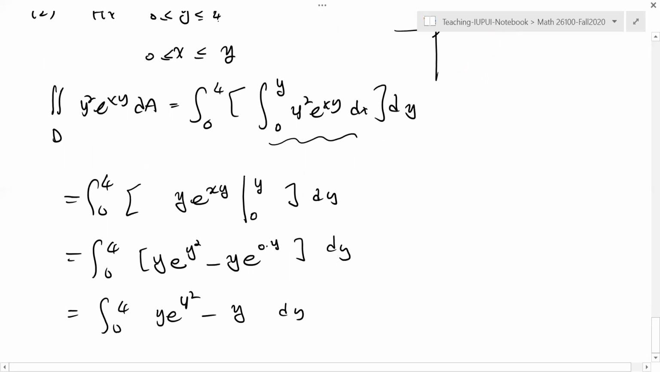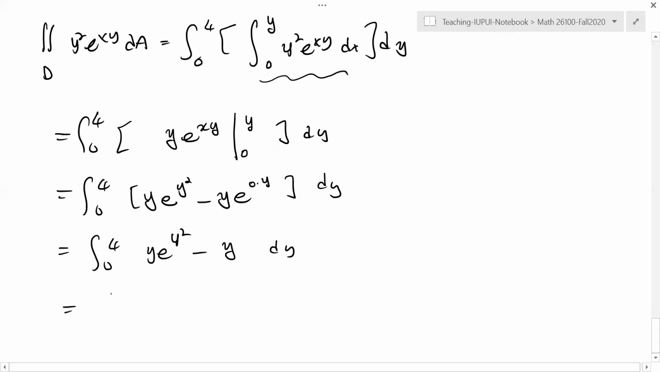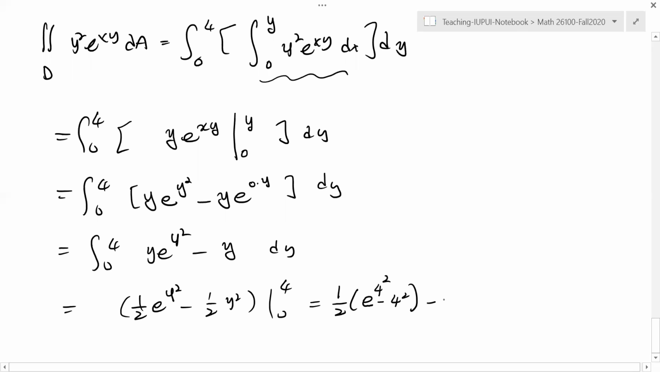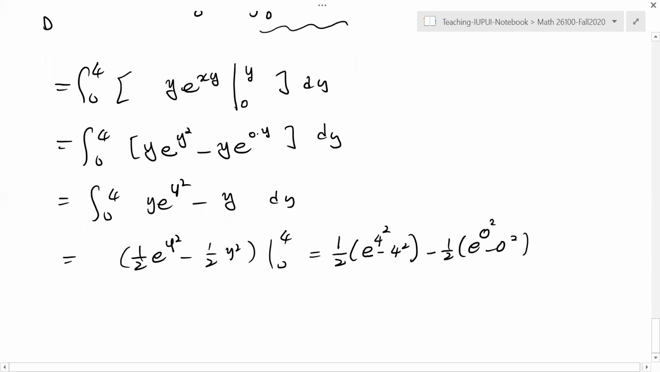Then you find the antiderivative of this function. The antiderivative of this first function is also easy. You can use a substitution. By guessing, you should get this, and when you differentiate, you get the y. And this is half of y squared. And then you evaluate this, okay? So now I'm going to get 1/2 e to the 4 squared minus 1/2 e to the 0 squared. Okay, so this is the final answer.